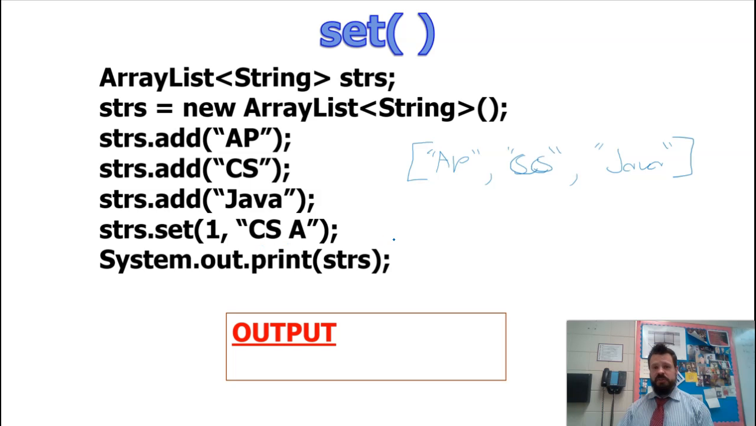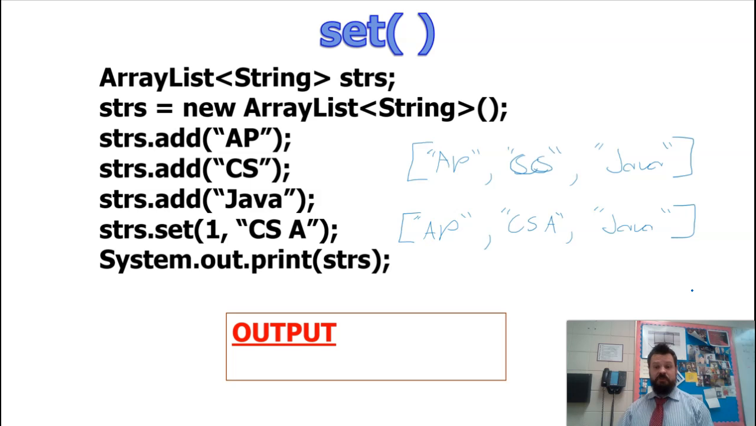And what this is going to do, unlike the add method, is just reassign what's at that index. So my result after this line of code would be that we still have the AP in index 0. Index 1 is now going to be CSA. And then index 2 would still be the Java.